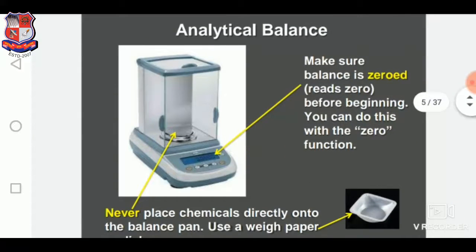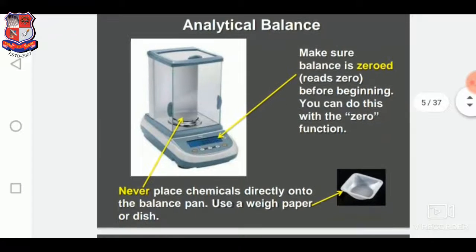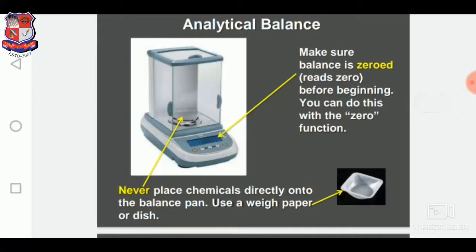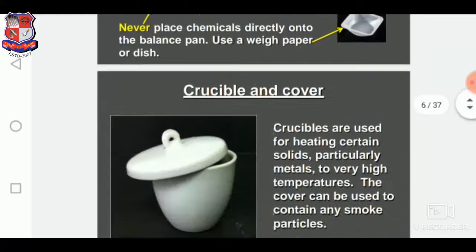Analytical balance. These are again some precautions that students have to recognize. Make sure the balance is zeroed. Read zeros before beginning. You can do this with the zero function. Never place the chemicals directly onto the balance. Use weighing paper or this butter paper.